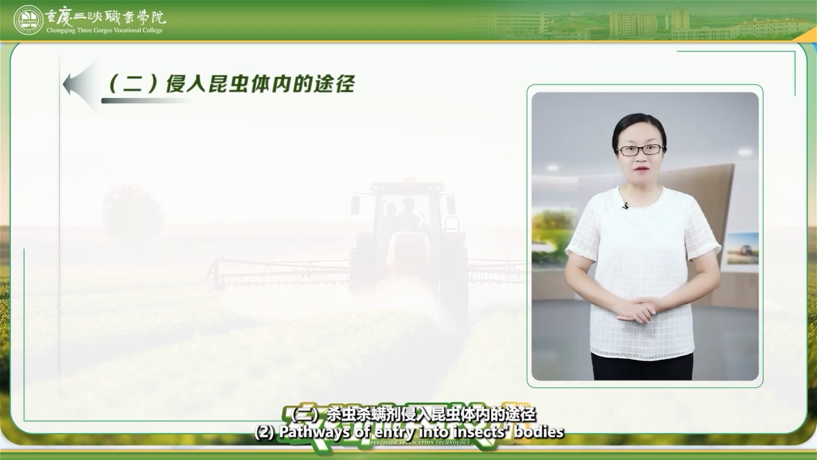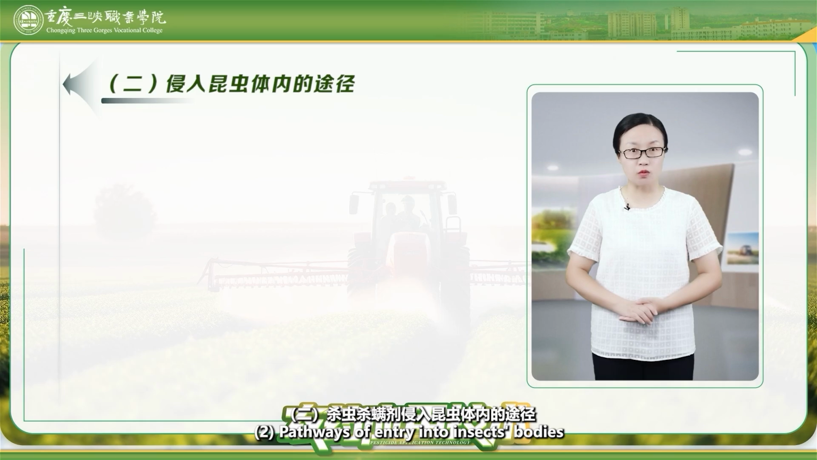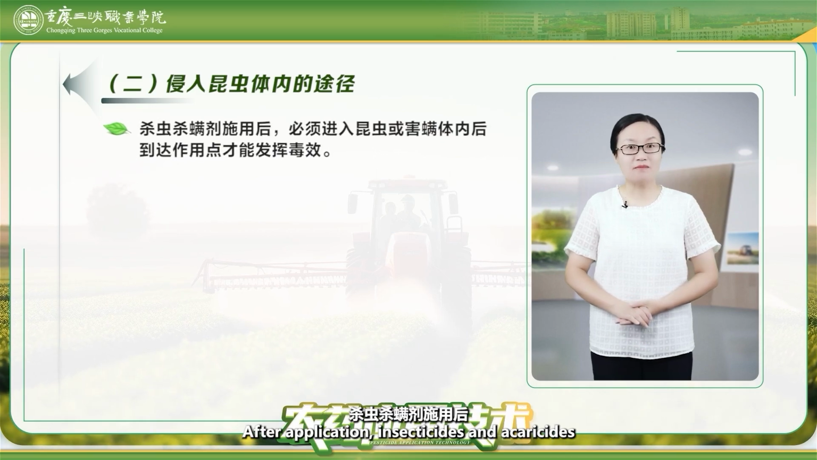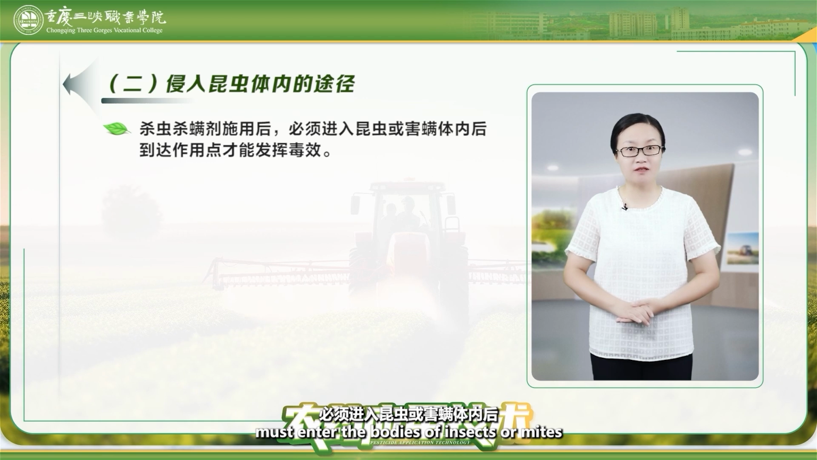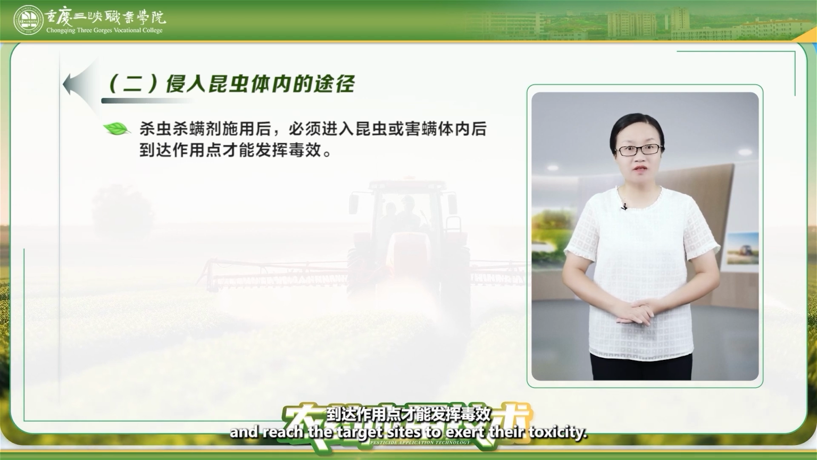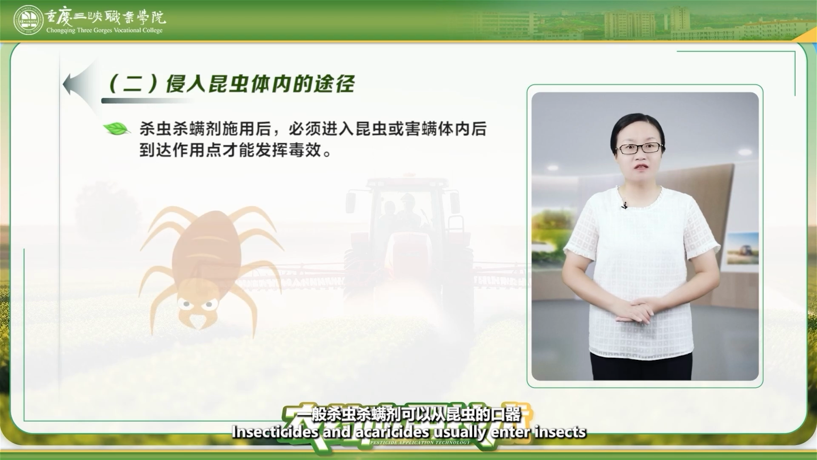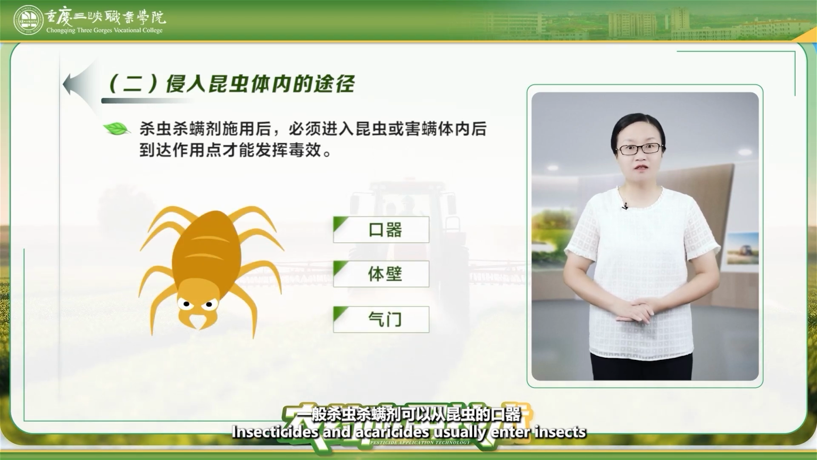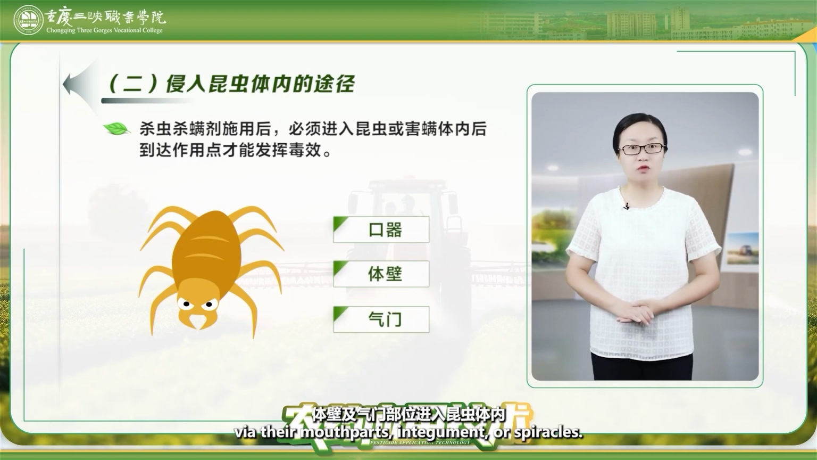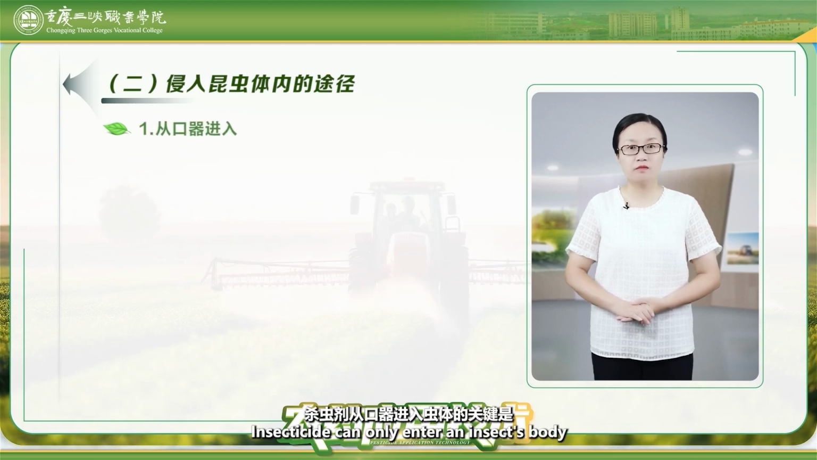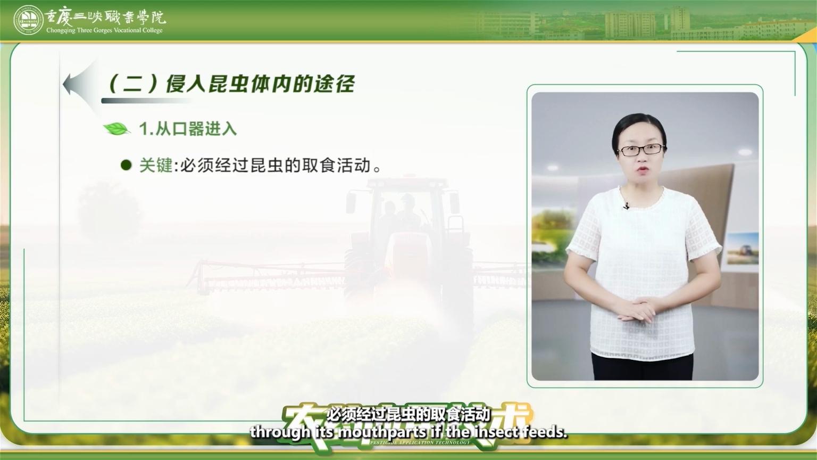2. Pathways of entry into insects' bodies. After application, insecticides and acaricides must enter the bodies of insects or mites and reach the target sites to exert their toxicity. Insecticides and acaricides usually enter insects via their mouthparts, integument, or spiracles. 1. Via the mouthpart. Insecticide can only enter an insect's body through its mouthpart if the insect feeds.